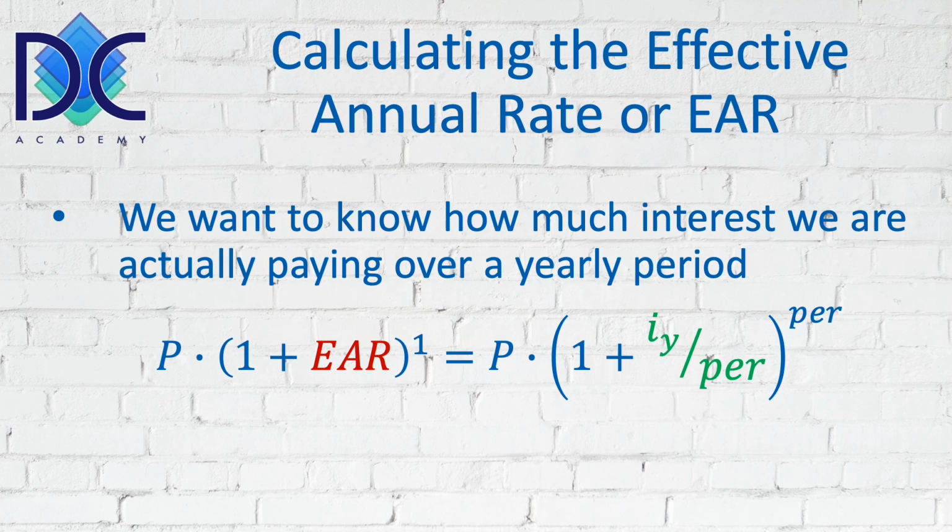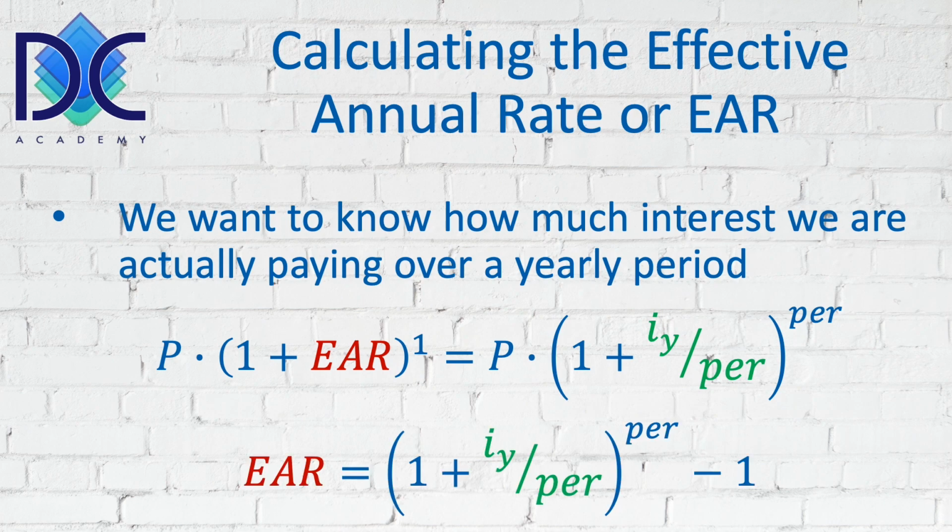And since we have the principal on both sides, we can divide both sides, and we find a simple formula, which is 1 plus the effective annual rate is equal to 1 plus the yearly rate divided by the periods, to the power of the periods. And the one thing that remains is to bring the 1 to the other side, and we find that the effective annual rate is the compounded interest over the periods minus 1. And we can calculate this for all different kinds of compounding periods.